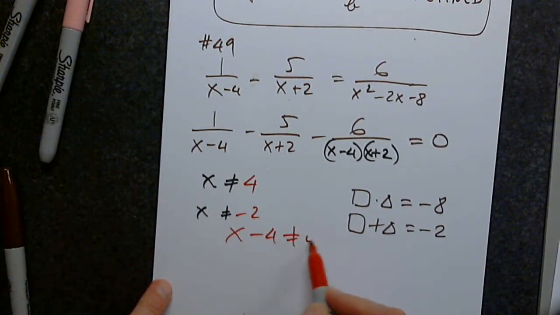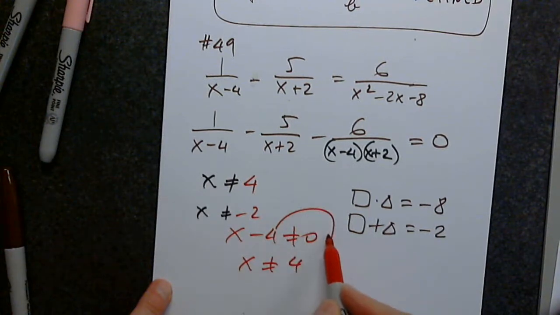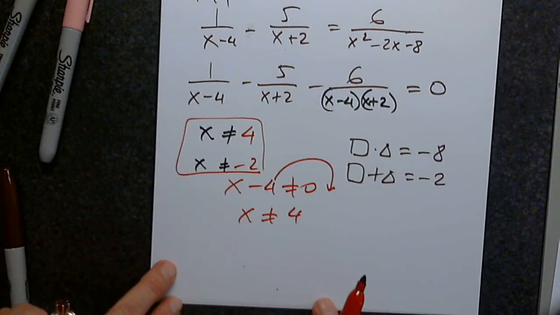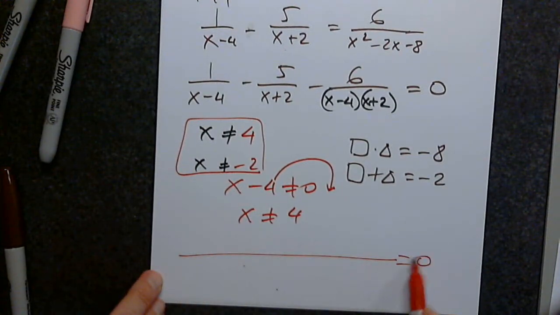x minus 4 not equal to 0, so x not equal to 4 when I move it to the other side. Okay. -4 minus 4 will not be 0, but 4 minus 4 will be. So these are the restrictions. Good. The least common denominator, please.